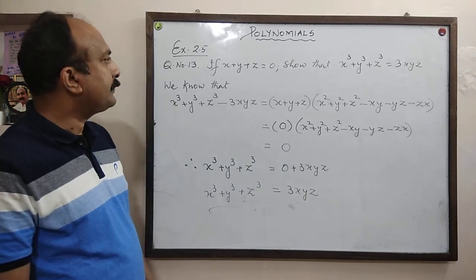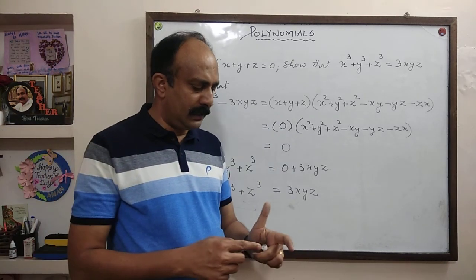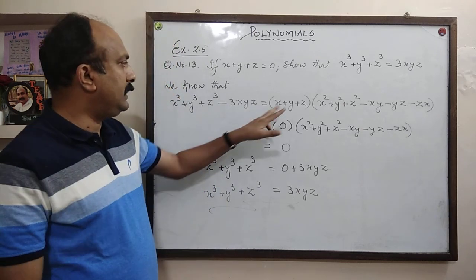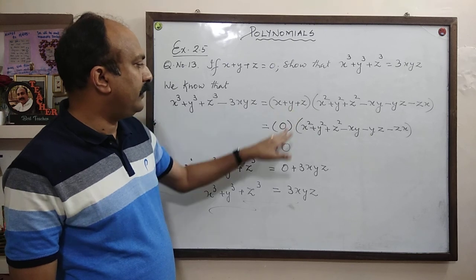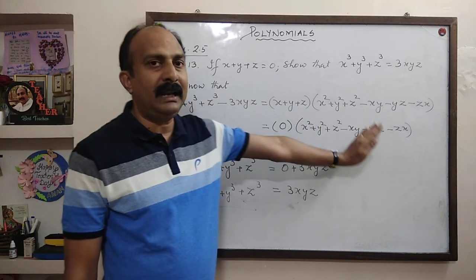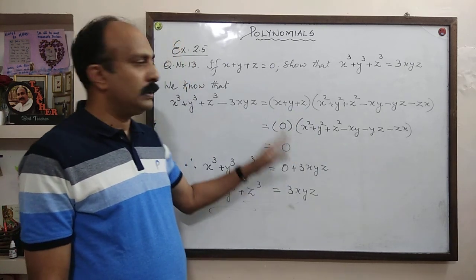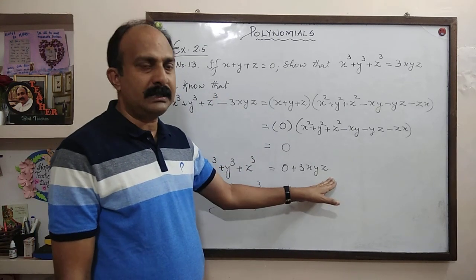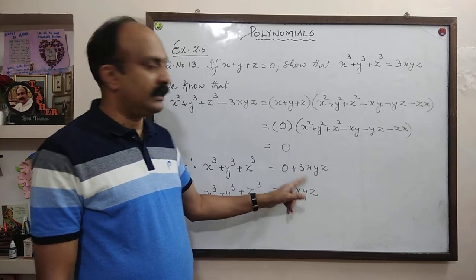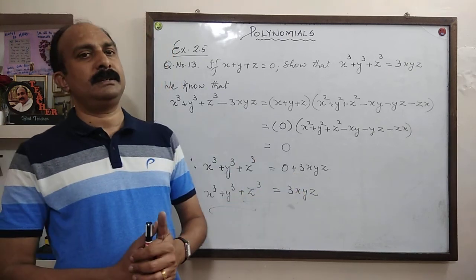So it is simply the usage of another identity here, and in this identity we put the value x plus y plus z equal to 0. So the entire RHS became 0. Then we have taken this minus 3xyz to RHS. So it became plus 3xyz, and that is the answer.